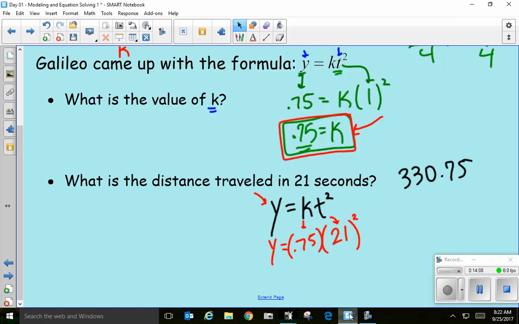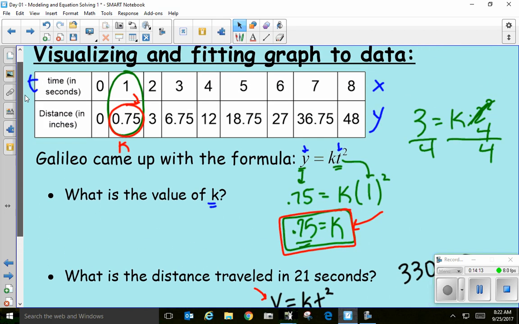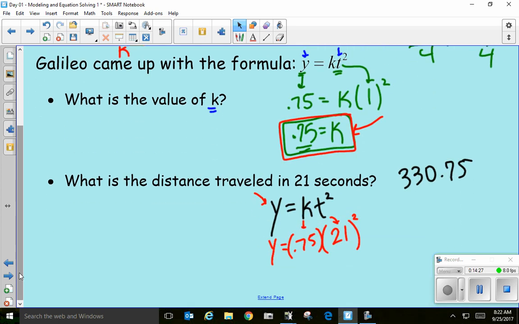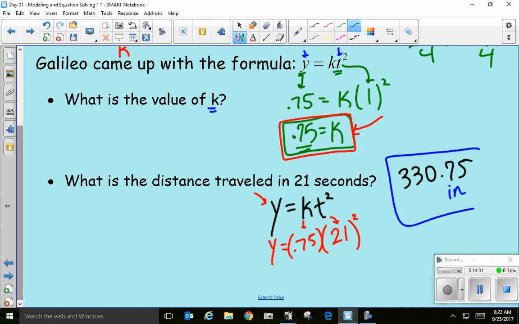Nice. So that makes sense. This only goes to 8 seconds. If you were to come up with a number smaller than 48, something is wrong, because after 8 seconds, it's at 48. After 21, it should be way further. Now, what's my label? Inches. I said feet, but it is inches. Don't forget your label. It's not inches squared. It's just inches. It's a distance.